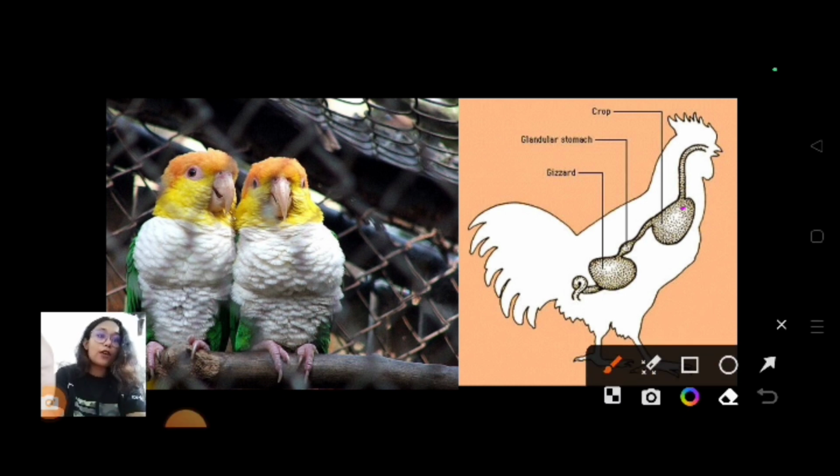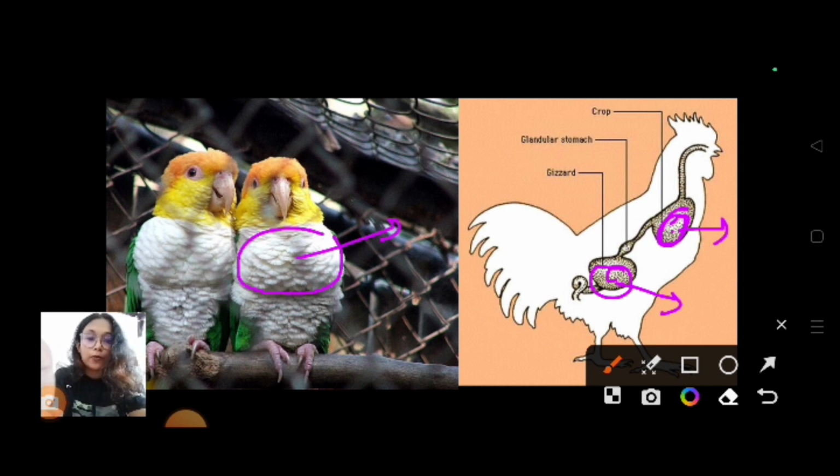So the crop is somewhat in the neck region like this. This is a crop and this is a gizzard. Their function we'll talk about. The crop is used to store their food and the gizzard is used to grind it, to break it into smaller pieces. So generally we can see the crop from outside. It is a swollen structure. This portion is your crop, the swollen part. Is it clear? This is the crop region of a bird. These two structures are the additional structures of the digestive tract. Are you getting?